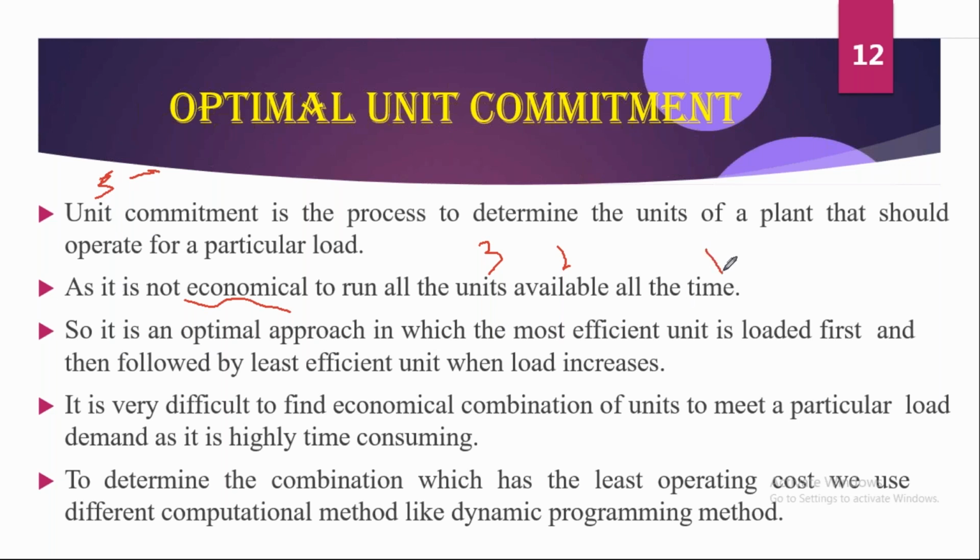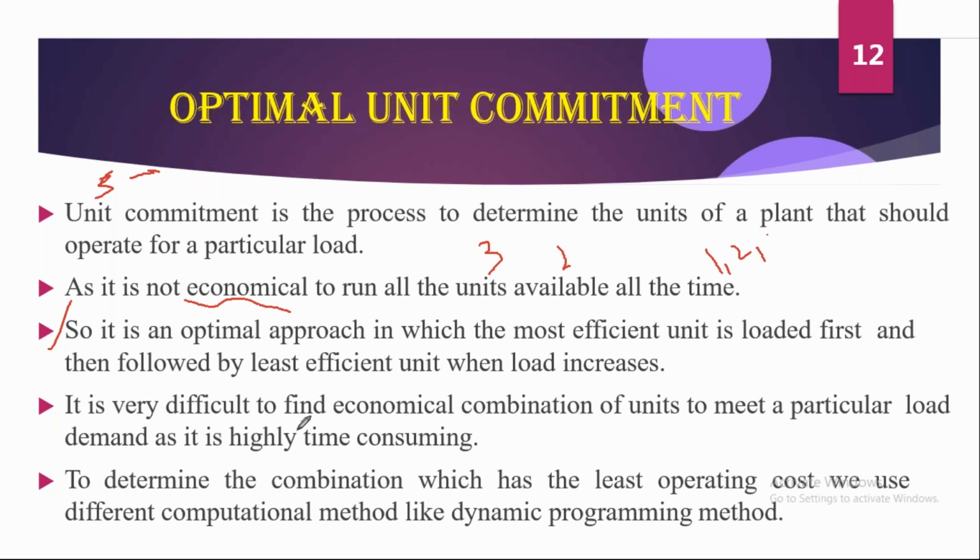Out of 5 units, we know the maximum capacity and the minimum capacity, so based on performance we can choose the efficient unit. It is an optimal approach in which the most efficient unit is loaded first, followed by the least efficient. Why? Because if the efficiency is low, the quality of the power is not good, and we can't meet the load demand.